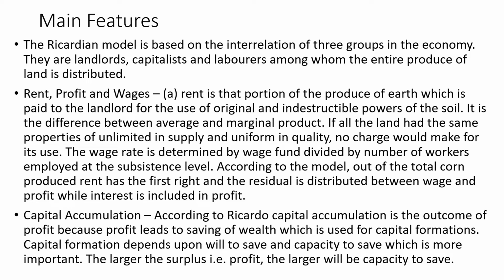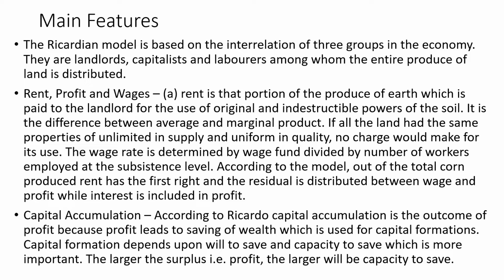Coming to the importance of rent, profit, and wages, rent, as we all know, is a portion of the produce of the earth which is paid to the landlord. Why is it paid to the landlord? Because we are using the original and indestructible powers of the soil. So for that we are giving a remuneration to the landlord. It is also considered as the difference between the average and marginal product. Okay, if all land had the same properties, unlimited in supply and uniform in quality, no change would be made in its use. But we know that all lands are not of the same quality.